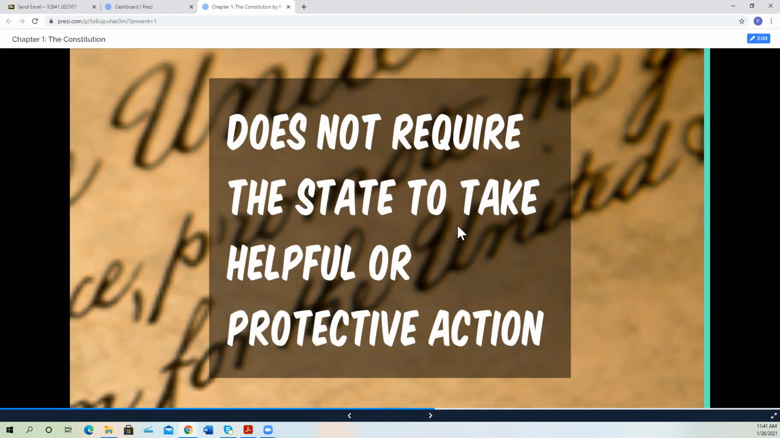And the reason being is that the boy was not in DCYF custody. So if he was in DCYF custody and then the state did not take any action to protect him, now that would be different, because now he's in their custody and they have a duty now under the 14th Amendment to protect him. But he was not in their custody, so the 14th Amendment did not apply.